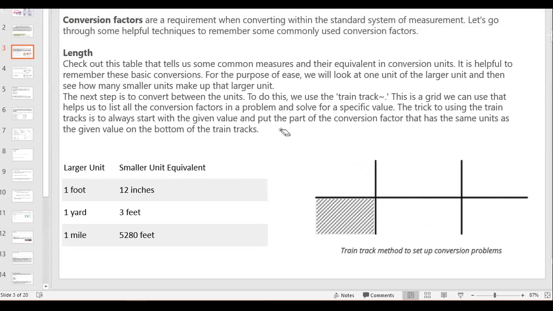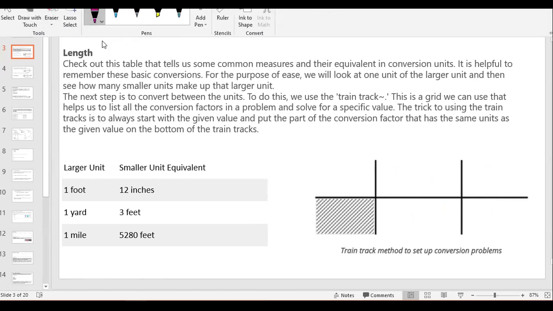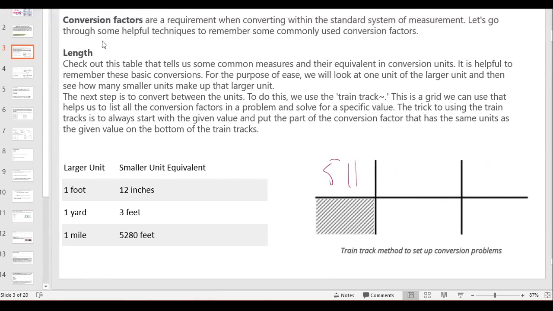I was asking how many kilograms is in 5 pounds. So my conversion for kilograms is 1 kilogram equals what? 2.2 pounds, right? So using the train track method, where would I put my 2.2 pounds? At the bottom or in the top? Or in other words, am I going from small to big or big to small? Small to big, right? So I'm dividing because 1 kilogram is 2.2 pounds.